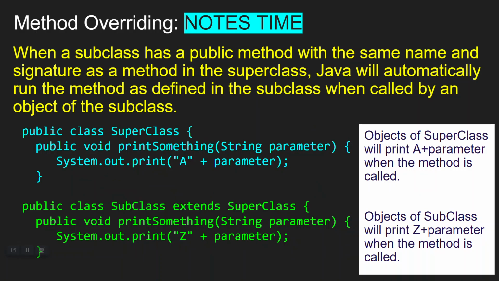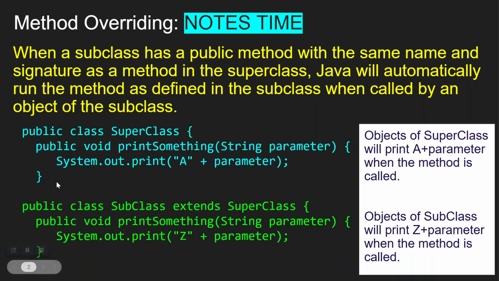What is method overriding? When a subclass has a public method with the same name and signature as a method in its superclass, Java will automatically run the method as defined in the subclass when called by an object of the subclass. So what that means is down here, public class superclass, public void printSomething, string parameter, and this is going to print a plus the parameter.